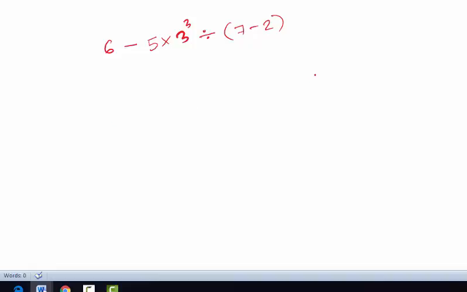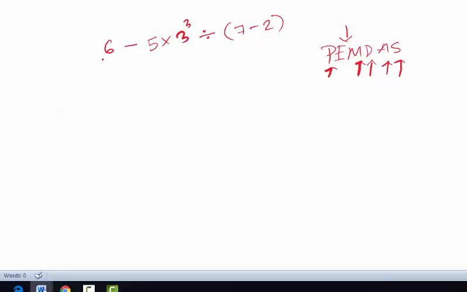So here we have to follow the PEMDAS rule. Here P signifies parentheses, E for exponents or roots, M for multiplication or division, D for division, A for addition, and S for subtraction.